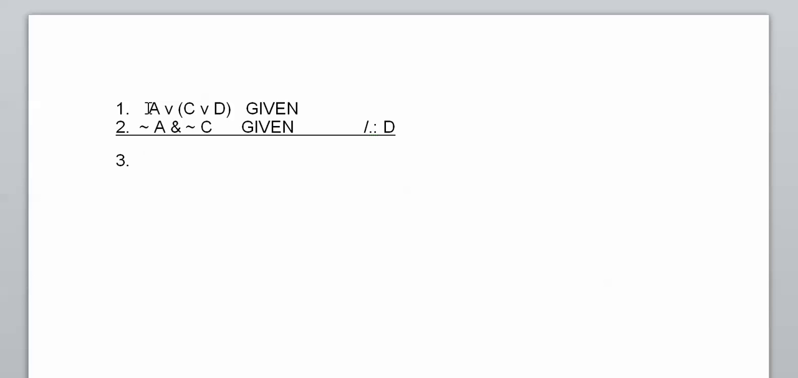First premise, we don't really see too much we can work with, but in the second premise, we see a happy couple, right? So let's go ahead and break up that happy couple. So we get a not A, that's from 2 and elimination. And then we go to line 4. We get not C from the very same thing, 2 and elimination, right?